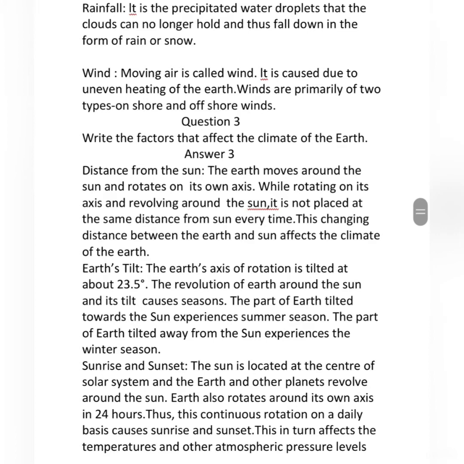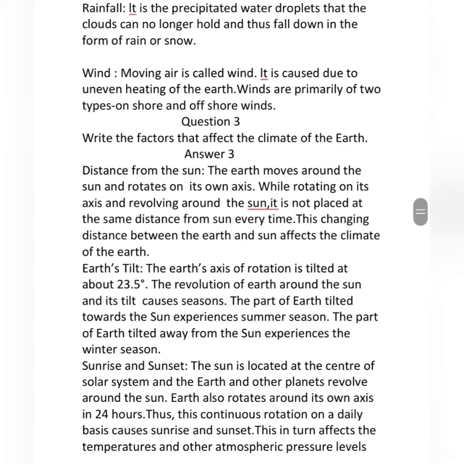Now, what are the factors that affect the climate of the earth? Distance from the sun, earth's tilt, sunrise and sunset. These are the factors that affect the climate of the earth. First of all, we will discuss distance from the sun. The earth revolves around the sun as well as on its axis. While revolving, it is not always at the same distance from the sun. This changing distance between the earth and the sun affects the climate of the earth.